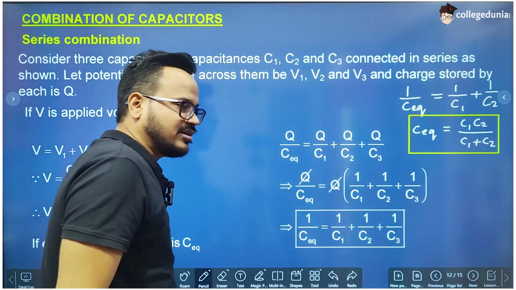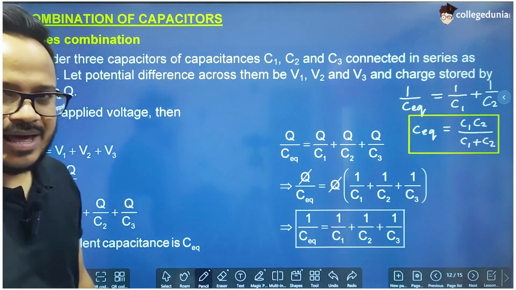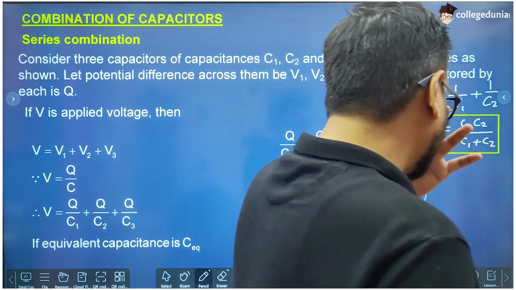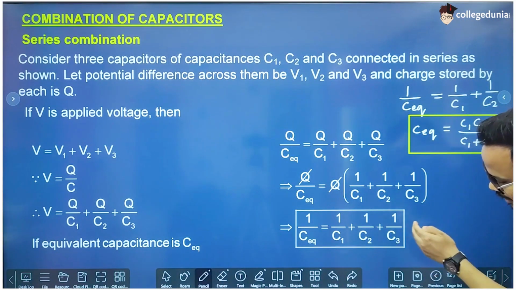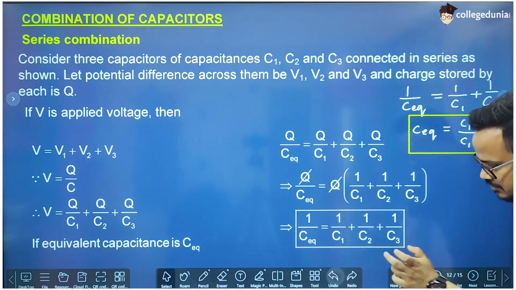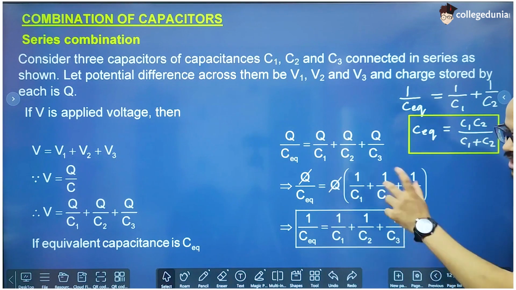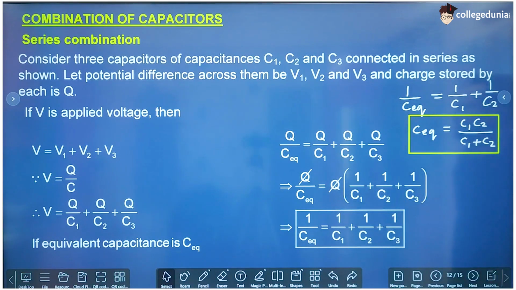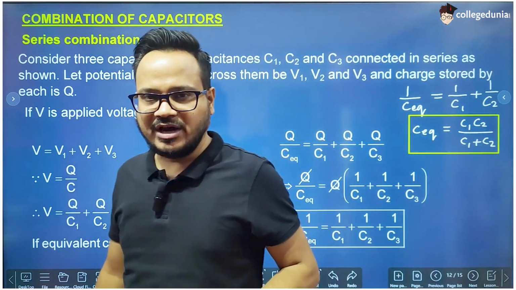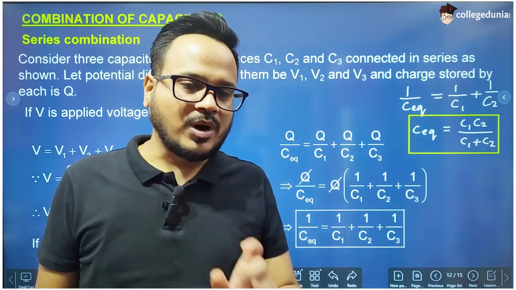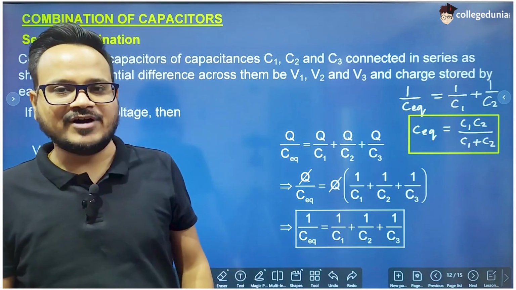And if all the capacitors are identical and n capacitors of capacity C are connected in series, then the equivalent capacity is 1 upon C plus 1 upon C plus 1 upon C up to n times, right? So that will be n upon C. So the reciprocal of that will be C upon n, right? For example, if 10 capacitors each of capacity 20 microfarad are connected in series, what will be the equivalent capacity? That will be 20 by 10, that is 2 microfarad.